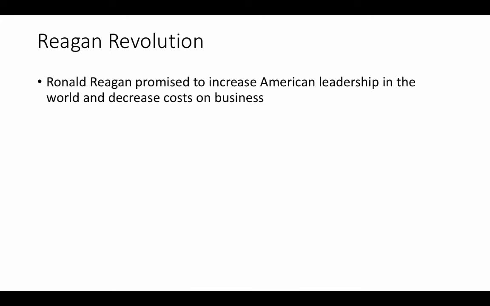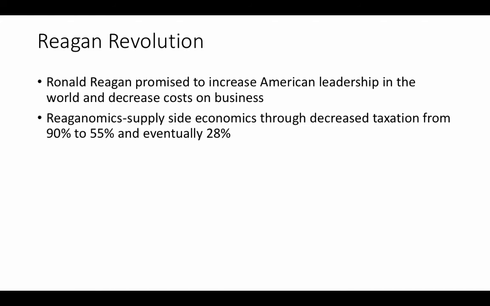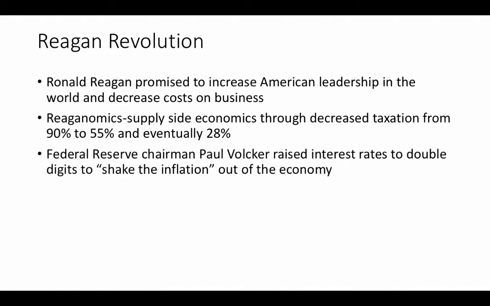In 1980, Ronald Reagan promised to increase American leadership in the world in foreign policy, as well as to decrease costs on businesses. The way he did this was, when he came into office, he lowered the tax rate for the top marginal tax rates. They went from 90% down to 55%, and then eventually down to 28% by the end of the 1980s.